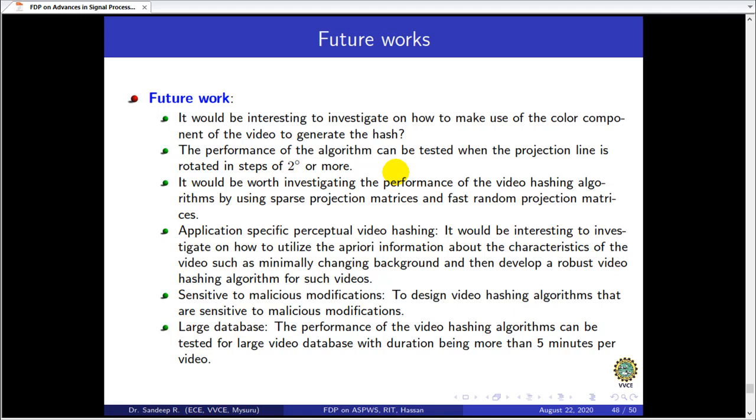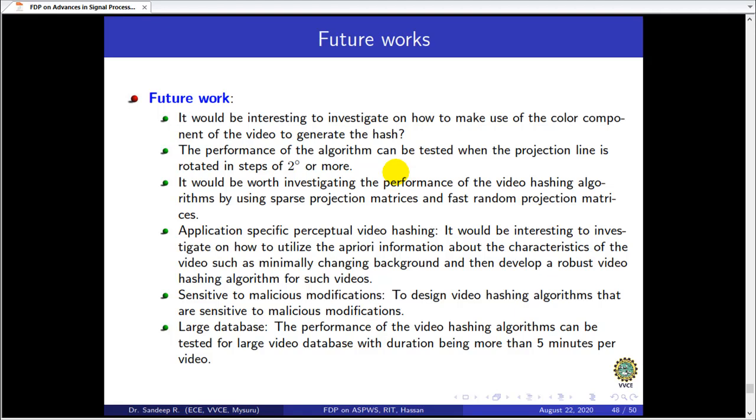And also application specific perceptual video hashing. For example, can we utilize a priori information about the characteristics of the video and see how it would affect the performance of the algorithm? For example, if there is some minimally changing background, can we develop a robust video hashing technique for such applications and then see how the performance would be?